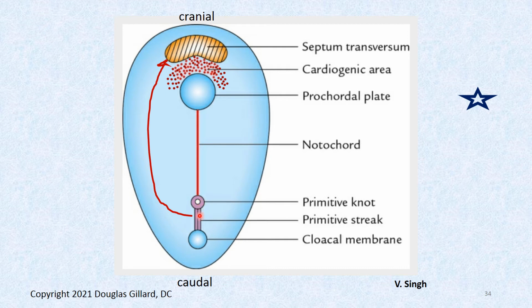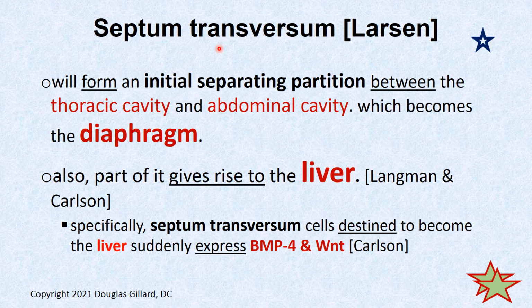So this is probably the last major thing, a bunch of cells that is induced by the primitive streak. But here it is. That's the septum transversum. Got it? And that's going to become the diaphragm. Got it? It's going to become the diaphragm. And that will form a separation between the thoracic and abdominal cavity, and that is the diaphragm.